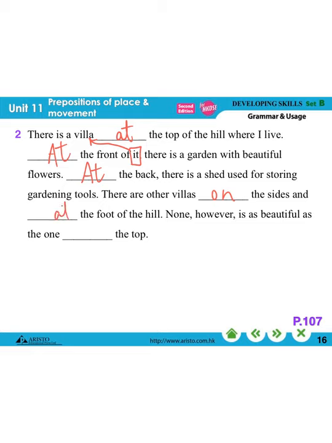And at the foot of the hill. We have got at the top of the hill, and then we have got at the foot of the hill. None, however, is as beautiful as the one at the top, which means I'm telling you that my villa, my house, is the most beautiful one. So this is what the writer wants to tell you. So please complete the other exercises in your grammar book, all right?